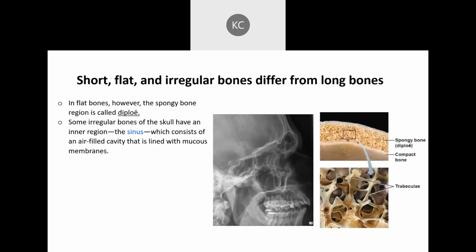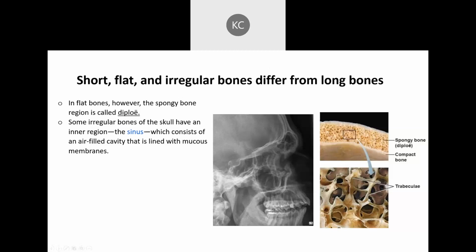Now, you also have short, flat, and irregular bones, and they're not going to have those same regions. So we talked about the diaphysis and the epiphysis and the metaphysis and the growth plate and all this stuff. In short, flat, and irregular bones, you have something different. So you still have compact bone and you still have spongy bone, but it's organized a little bit differently. In these, you have an outer layer of compact bone, an inner layer of compact bone, and a middle layer of spongy bone, or the trabecular bone.